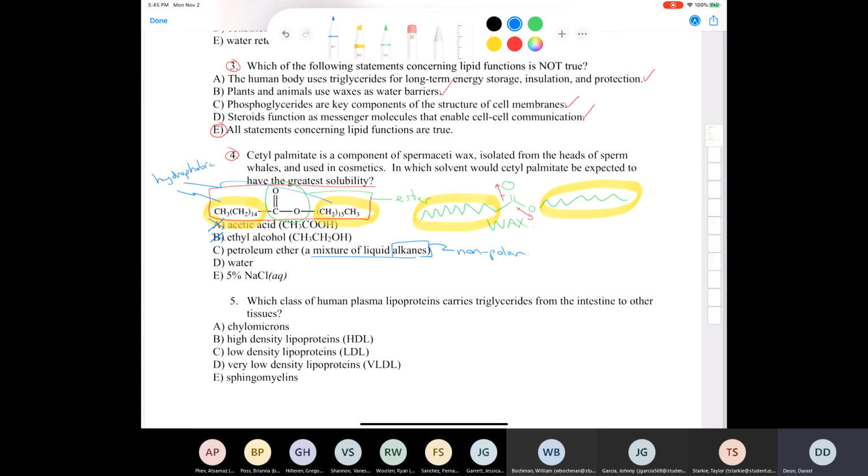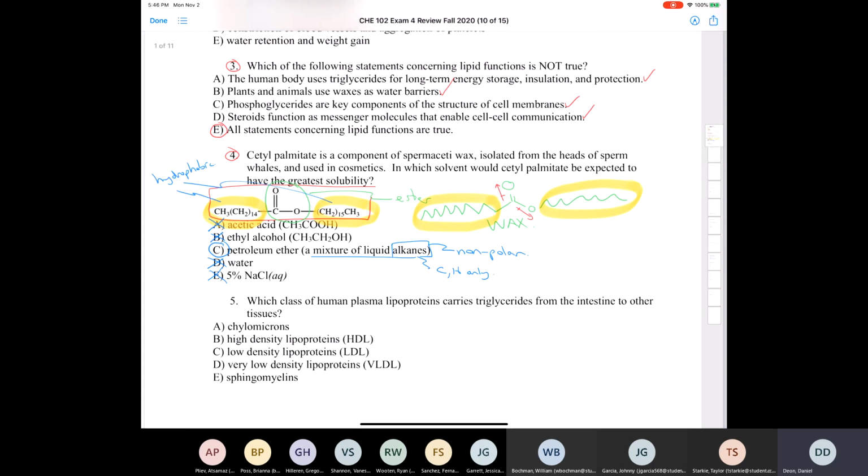Right? Alkanes are made from carbon and hydrogen only. Okay? And so if we have petroleum ether, that's going to solubilize a wax like acetyl palmitate because it's mostly these big hydrophobic groups. It's absolutely not going to dissolve in water or solubilize in water, and it's not going to solubilize in a 5% sodium chloride solution either. Okay? In fact, waxes are going to definitely not be soluble in water.